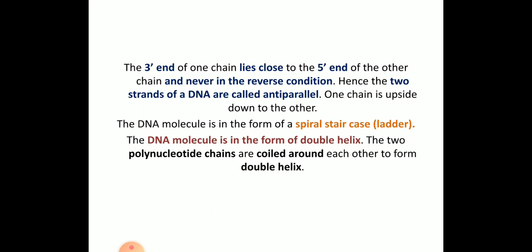So as you know, DNA is a double helix model. The strands run anti-parallel to each other, and that is how they form a spiral staircase-like structure, and this DNA molecule is in the form of a double helix. These polynucleotides are coiled together and form the double helix model.